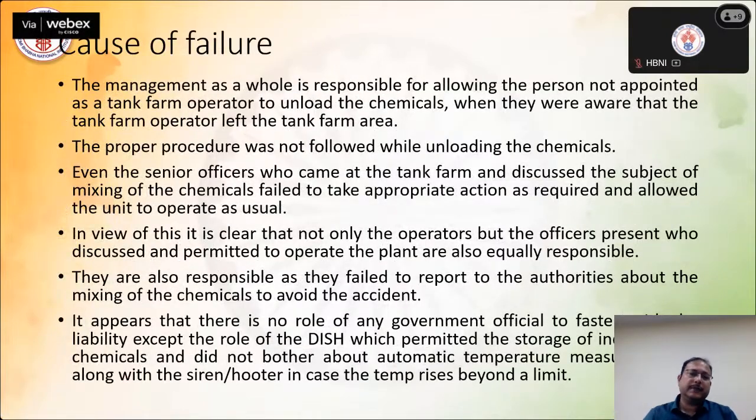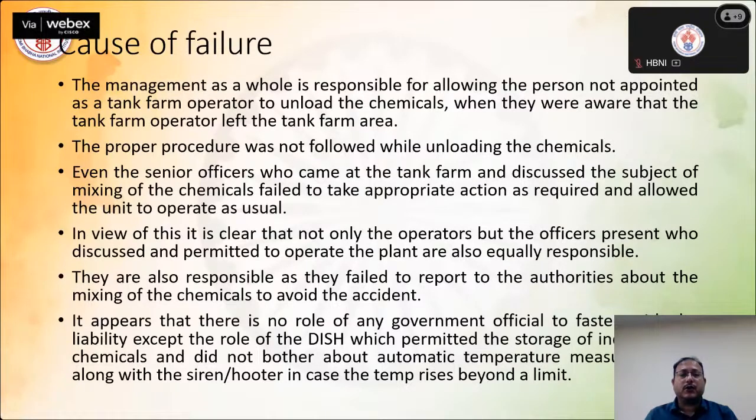The cause of failure again is a big concern. The management as a whole is responsible for allowing a person not appointed as a tank farm operator to unload the chemicals when they were aware that the tank farm operator had left the tank farm area. So the first clause is that they assigned the job to a person who is not competent or suitable for the job.